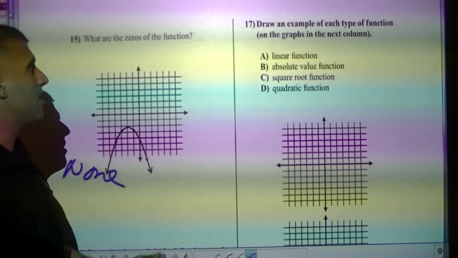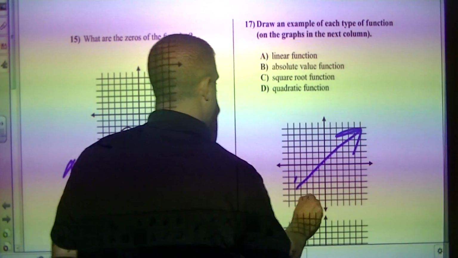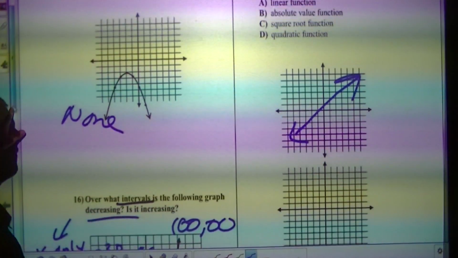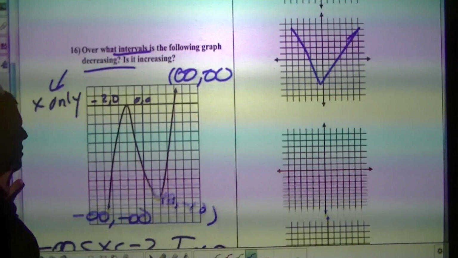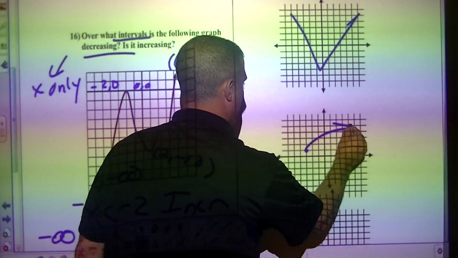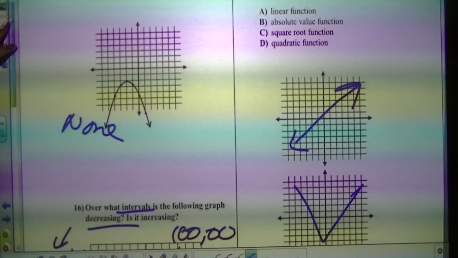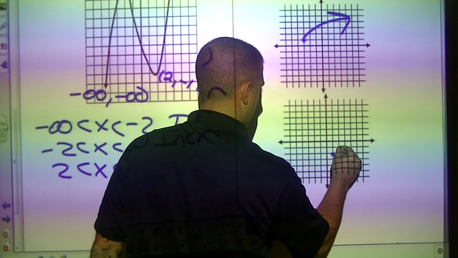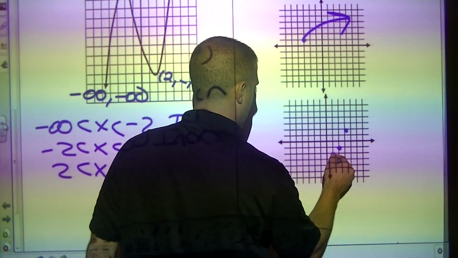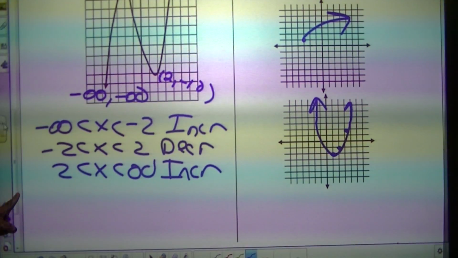Okay. All right, draw an example of each type of function. A linear function would be like a line. An absolute value function would be a V. A square root function would be like a dot with a little ray like that. And what is the other one? A quadratic, I think. A quadratic function is, okay, it's got to be like a U shape. All right. I don't think we're going to get picky on that.